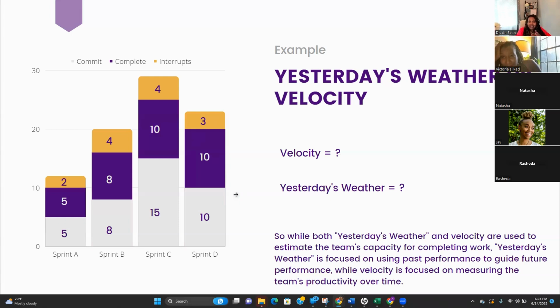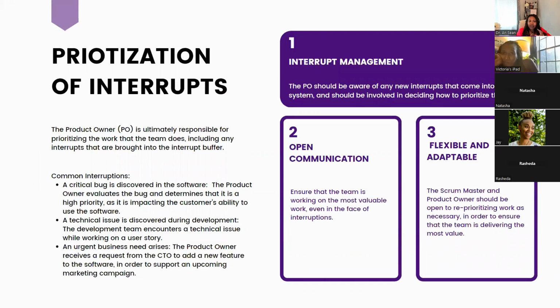So we can say the velocity is 8, but the interrupts could be getting less and less. It was 4, now it's down to 3. So based on last sprint, we can say we're going to have a buffer of 3. And so now we have our buffer.